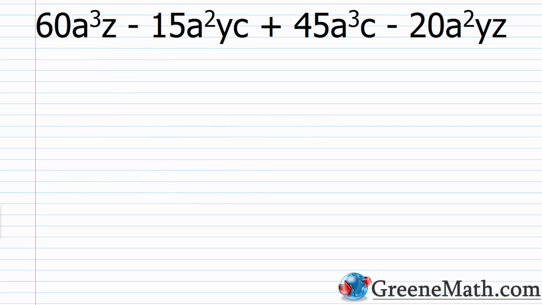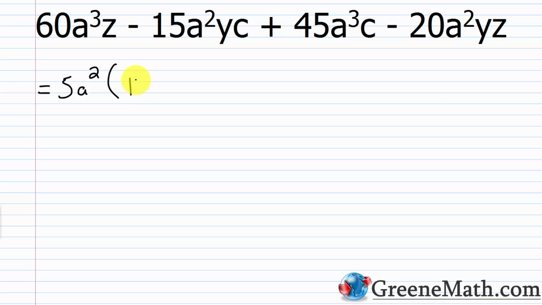All right, let's take a look at another one. We have 60a cubed z minus 15a squared yc plus 45a cubed c minus 20a squared yz. So again, if I look here carefully, I notice that 5 is common to everything before I even start, and also a squared is common to everything before I start. So before I do anything, I can pull that out. So I can pull out a 5a squared and rewrite this whole thing here.